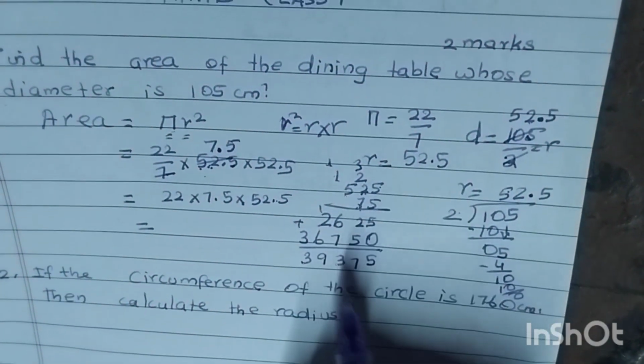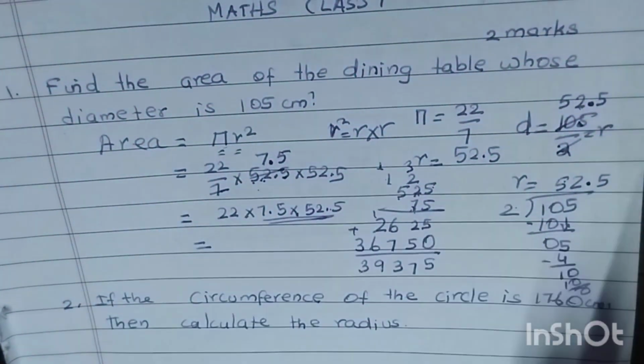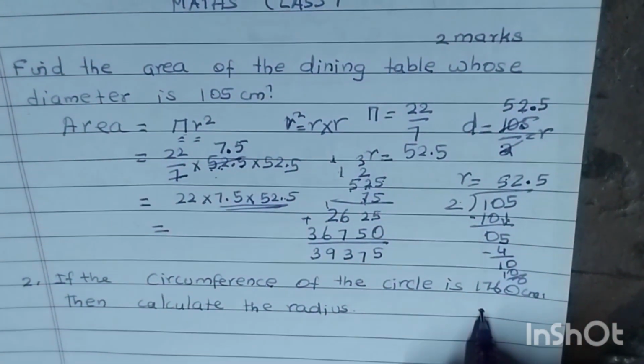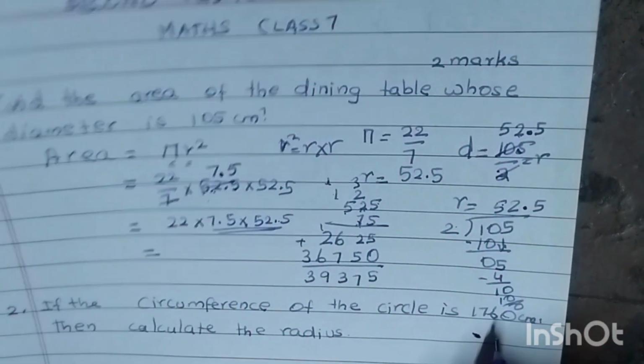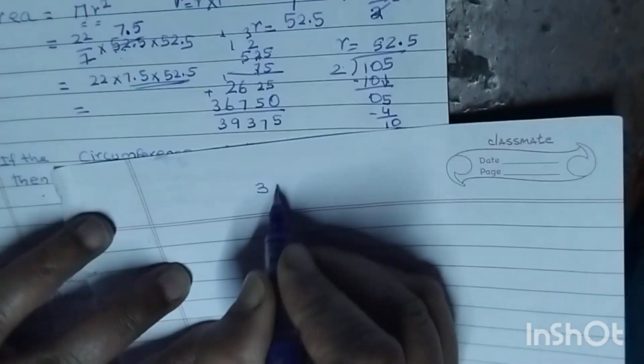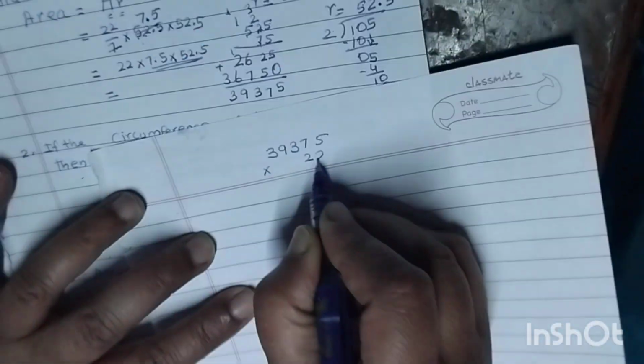So, but we also have 22. We have only multiplied this. We have still 22 to multiply. Okay, children. So, we will multiply it here. So, here we will again multiply in another paper. Okay, so that is, here we see 39375 multiplied by 22. Okay, children.